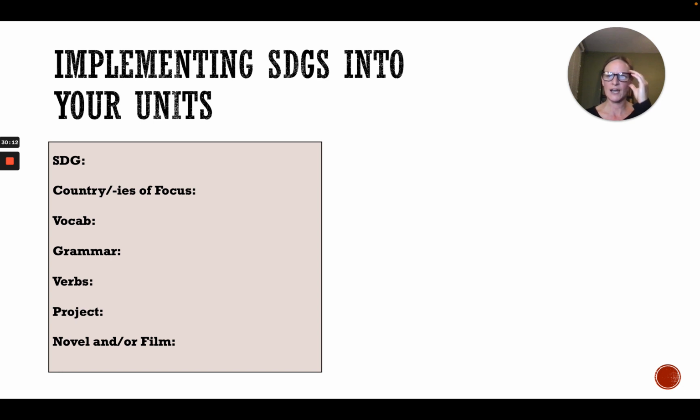So every unit, I have a sustainable development goal, at least one Francophone country that I focus on, vocabulary, grammar, verbs I want to embed. And it doesn't matter if you teach vocabulary, grammar, and verbs explicitly or more implicitly. It's like, okay, what do I want to hit? Doesn't matter how, everybody's going to do it differently. I really like having projects and tying novels or readers or films to each unit.